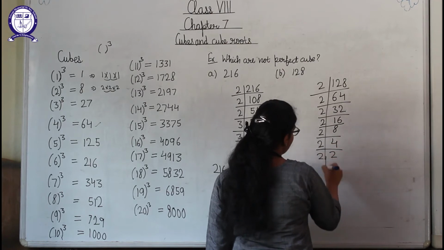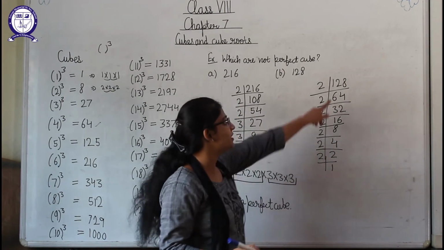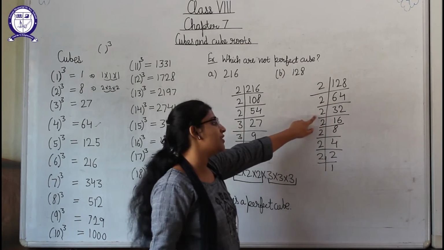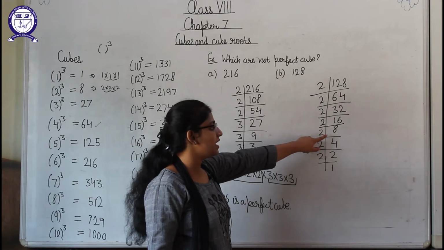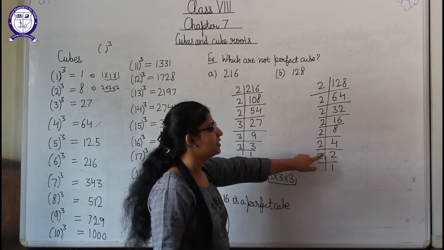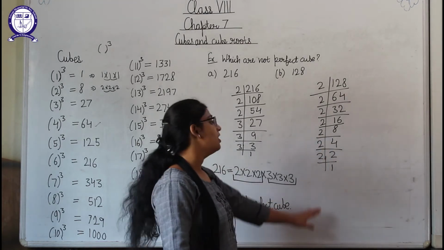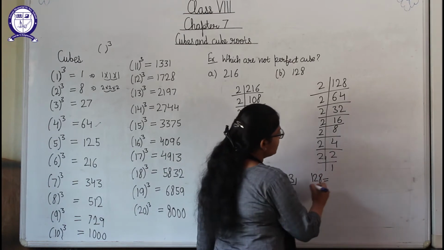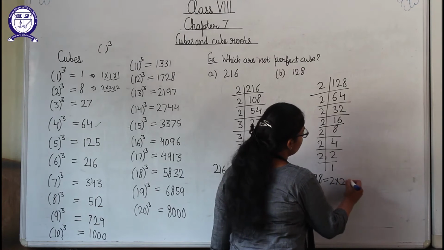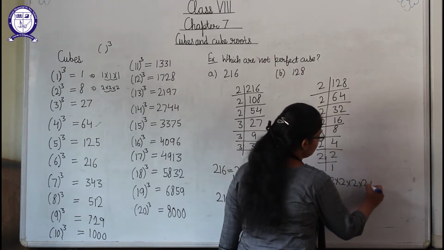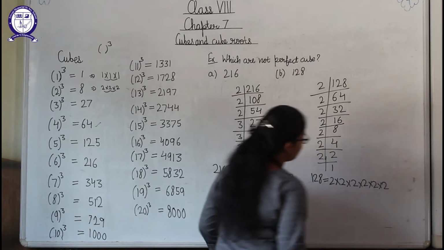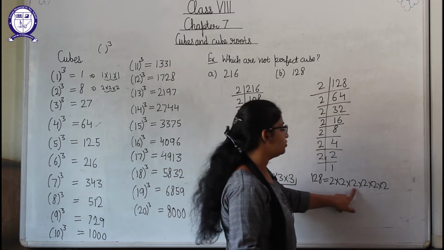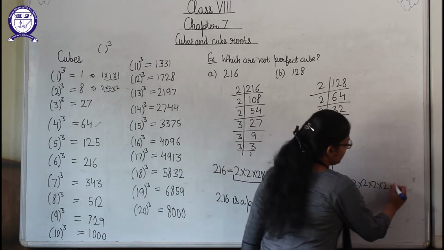Like this we will do the prime factorization, students. 128 divided by 2 is 64, 64 divided by 2 is 32, 32 divided by 2 is 16, and 16 divided by 2 is 8, 8 divided by 2 is 4, 4 divided by 2 is 2, and 2 divided by 2 is 1. So what are the prime factors of 128? 2 into 2 into 2 into 2 into 2 into 2 into 2. How many times 2 is here? 1, 2, 3, 4, 5, 6 and 7 times.